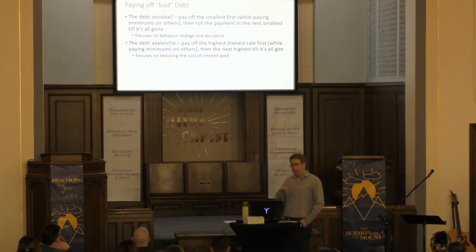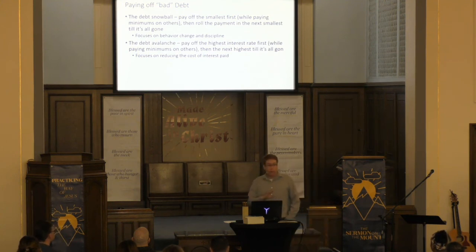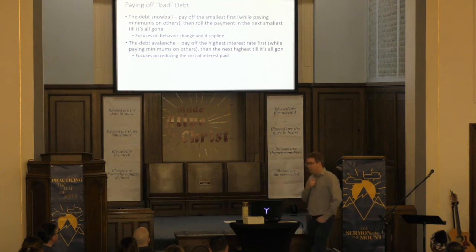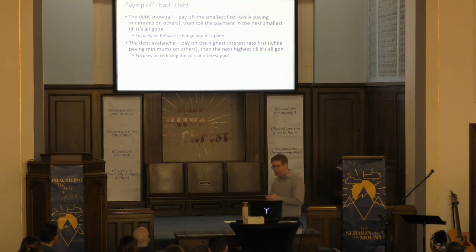But if you have high interest debt, a stimulus check is a great thing to use for that. Pay off a credit card, whatever that looks like. There are two real methods that get talked about in paying off high interest or bad debt. One's called the Debt Snowball. This comes from Dave Ramsey.